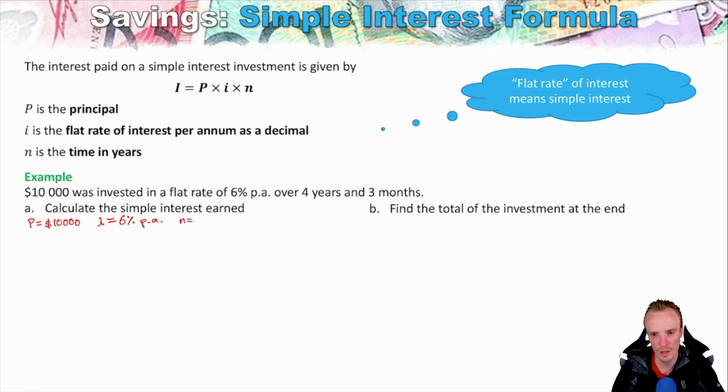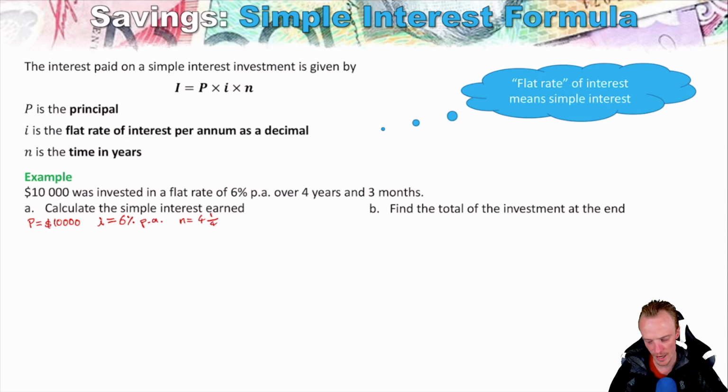Now, we need to convert this into just years. 3 months is a quarter of the year, so we could just put 1/4. If you ever didn't know that, though, you can go, well, how many months are there in a year? That's what you need to divide by. So it would be 3 divided by 12. But of course, we can see that 3 divided by 12 is just going to simplify to 1/4. So I'm just going to write it straight here as 1/4.